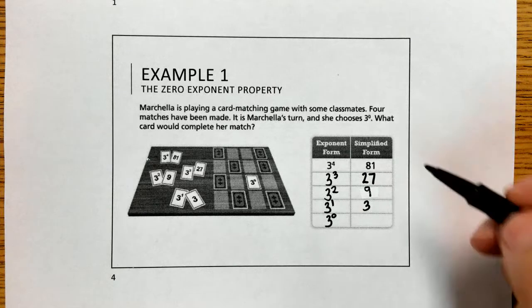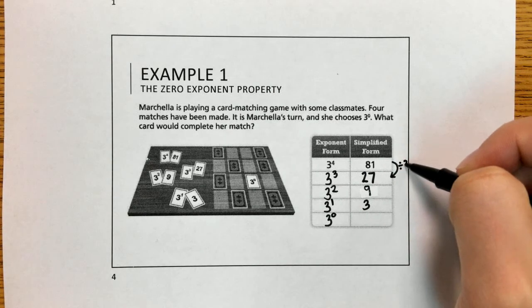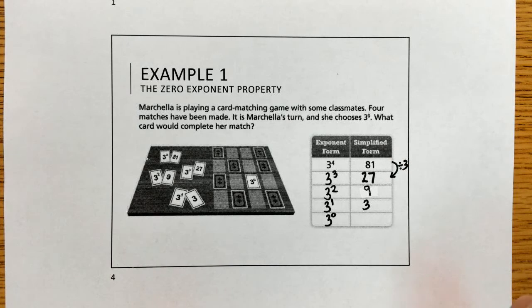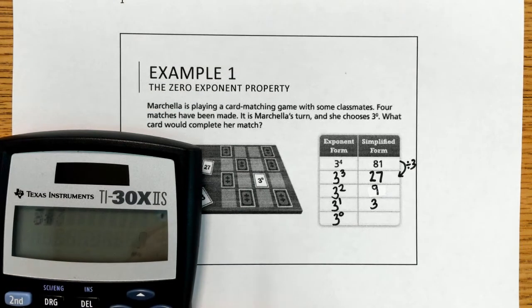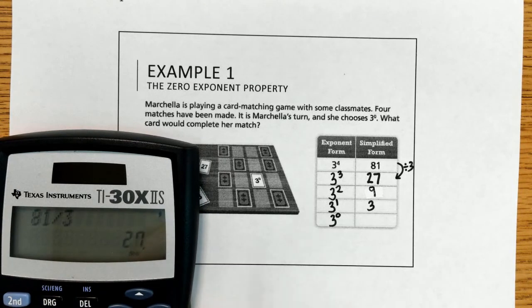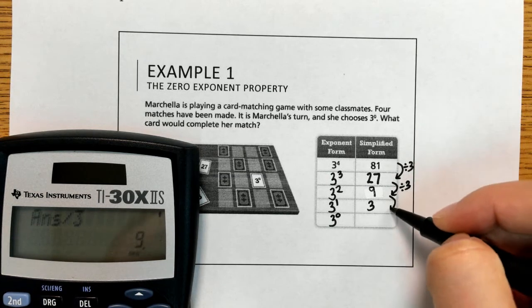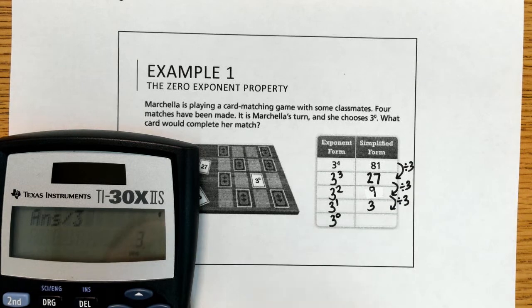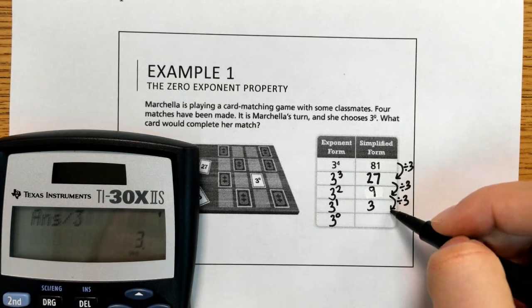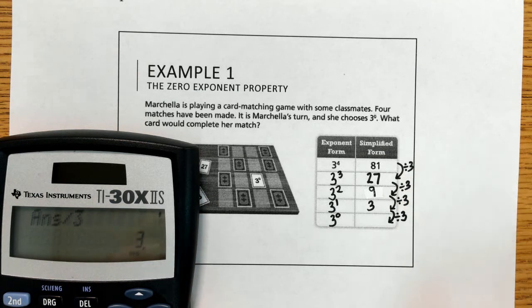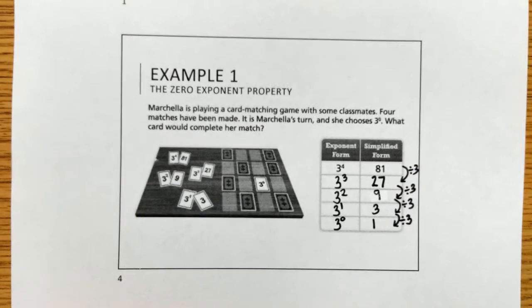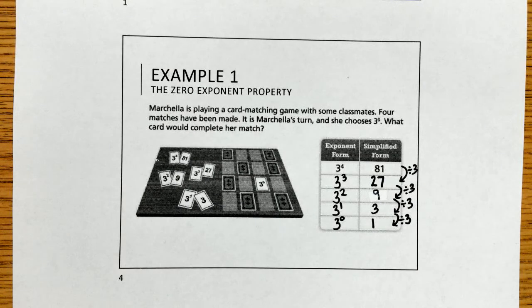So what's happening here is each time we're dividing by 3. 81 divided by 3 gives us 27. Then 27 divided by 3 gives us 9. 9 divided by 3 gives us 3. And following that pattern, to get our last box, 3 divided by 3 would give us 1. So whenever we raise something to the 0 power, we are going to get 1.